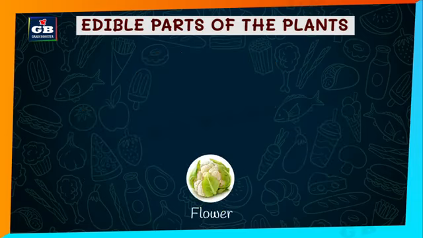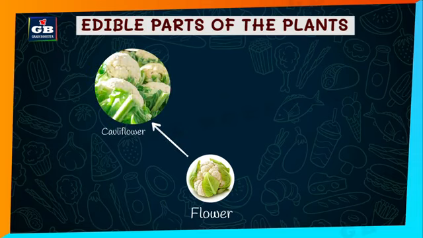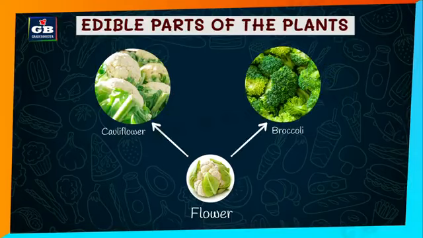Now let us see the flowers that we eat. We eat the flowers of different plants like cauliflower and broccoli. These are the flowers that we cook and eat.